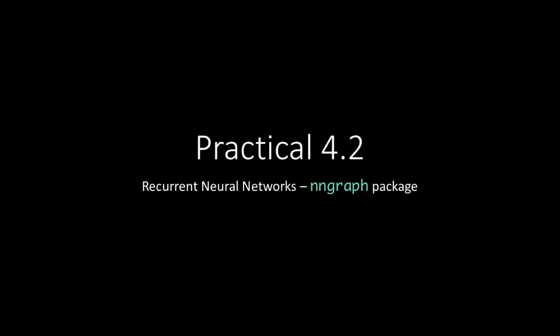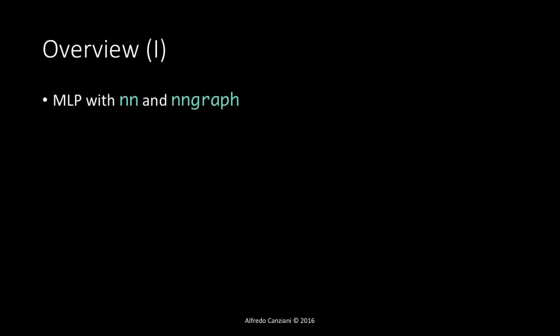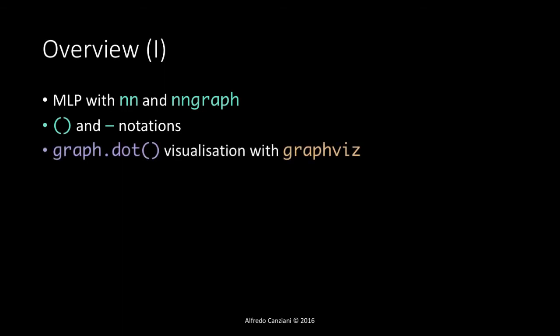In this segment, we will see how to use the nngraph package to build a recurrent neural network in Torch. We will start by comparing the technique to create a multi-layer perceptron with the nn package and the nngraph package. So we will introduce the parentheses and the dash notation alternatives. Moreover, we will show how to use the graph.visualization with the graphviz application.